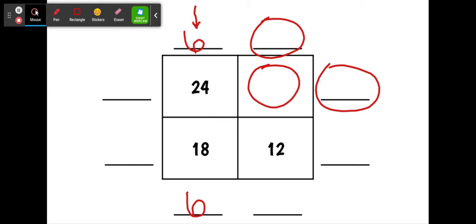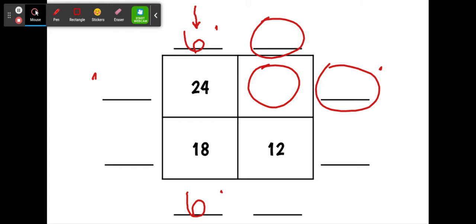Every time you list factors, the opposite ends, like top and bottom, left and right, are going to be exactly the same. So now that I know 6 is a common factor of 24 and 18, I can start breaking it down and look at individual numbers.